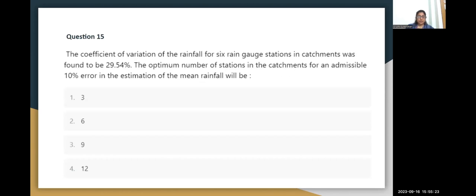Again, this is based on the same thing. The coefficient of variation of 6 rain gauge stations is found to be 29.54. The optimum number of rain gauge stations for a 10% error will be what is the question. Using the same formula, you can find it out.